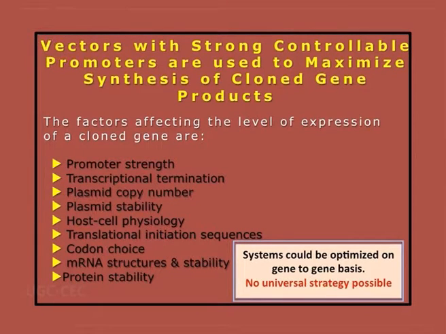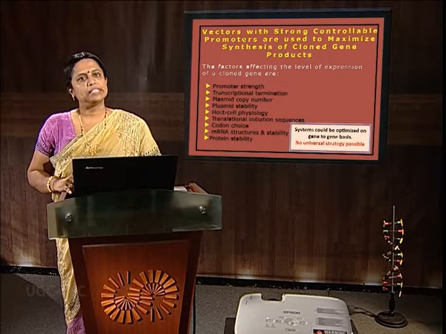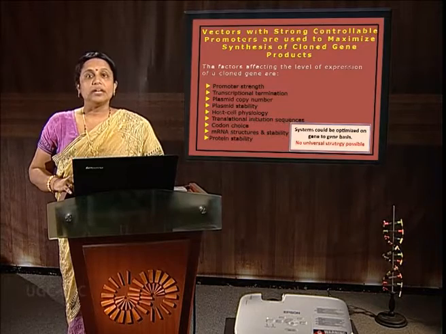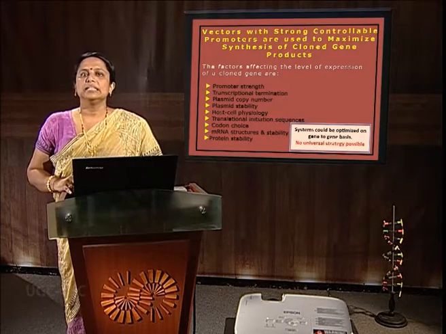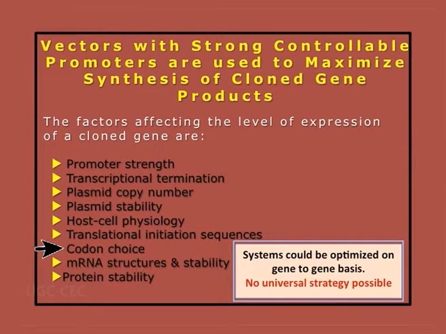The plasmid stability. Plasmid stability means that if it is a stable plasmid, then the protein which is produced will also be a stable one. Then we need to look into the host cell physiology, which also decides the level of expression of a protein inside a host cell. The next point is translation initiation sequences, which are called ribosome binding sites or Shine-Dalgarno sequences, and should be present inside the cloning vehicle. These are recognized by the translation machinery, as the ribosomes recognize the SD sequence to initiate the process of translation. We need to go for the codon choice.